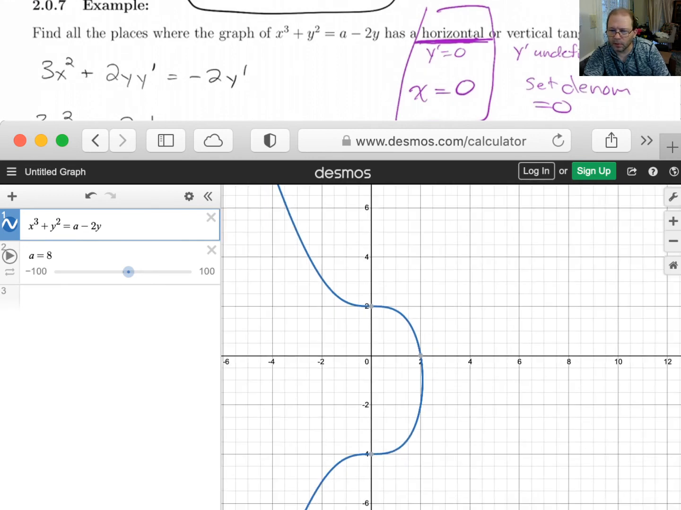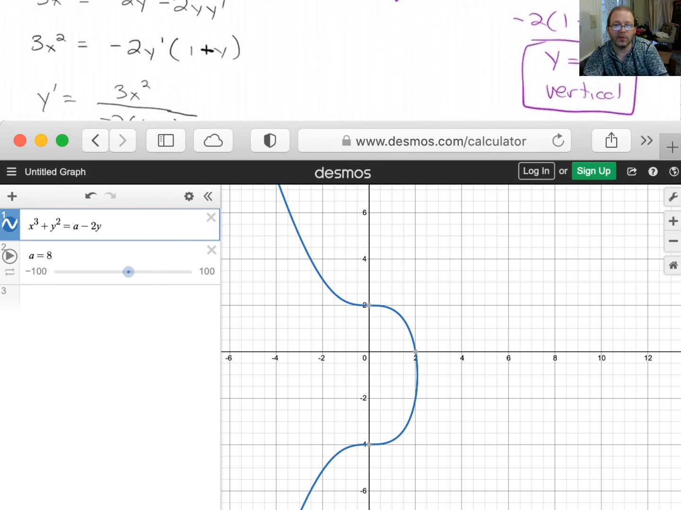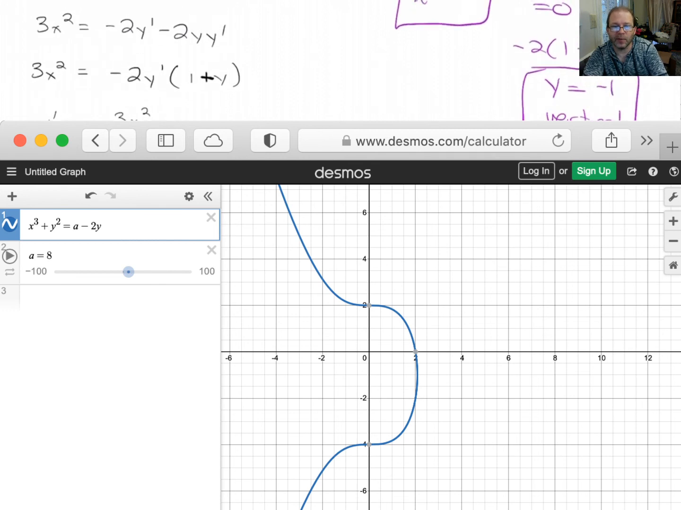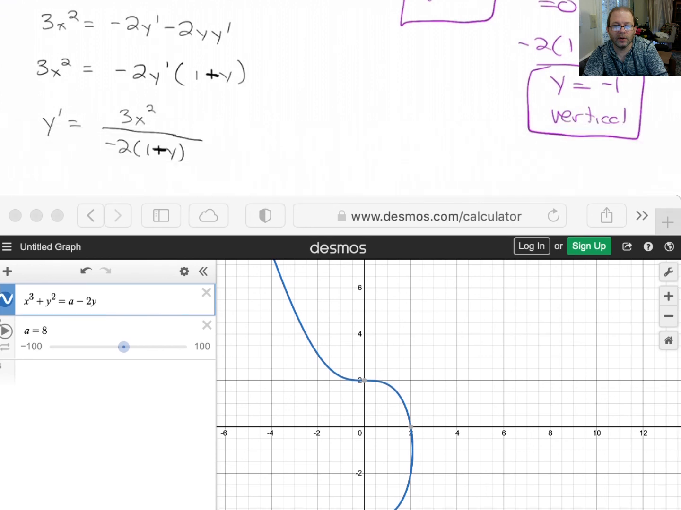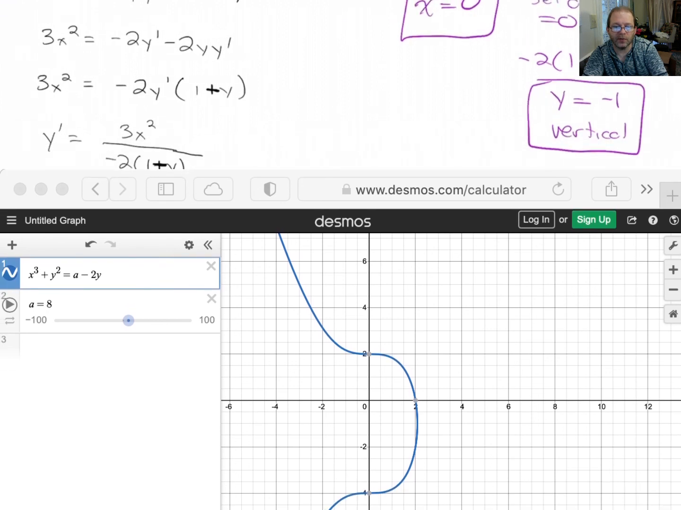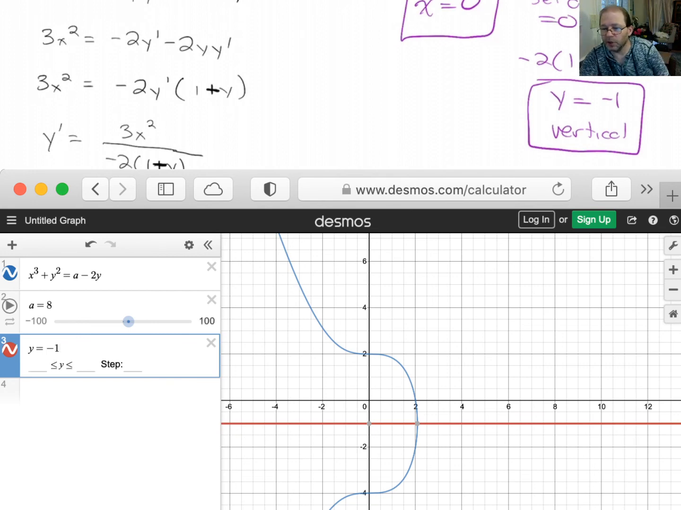Let's see. That's going to happen when y is -1. Let me scroll up to that. It's going to be vertical. I'm trying to cram it in there. Vertical when y equals -1. Well, let's see. That's going to be here. Y equals -1. And sure enough, we've got a vertical tangent right there.